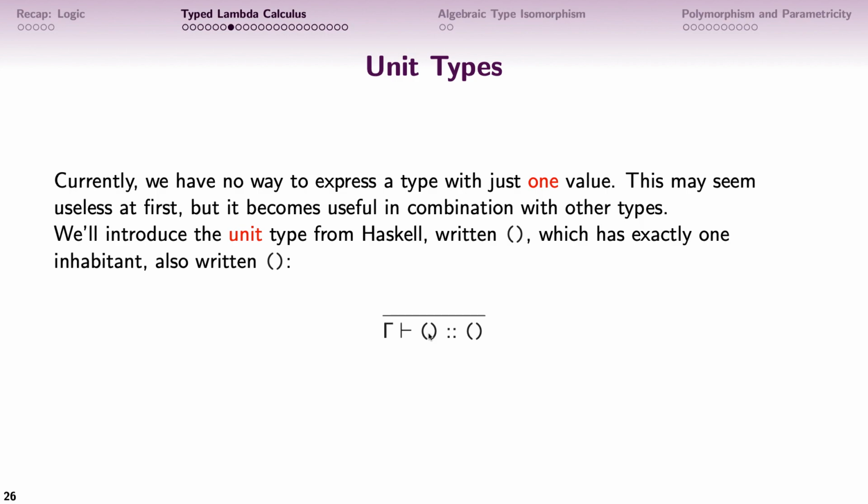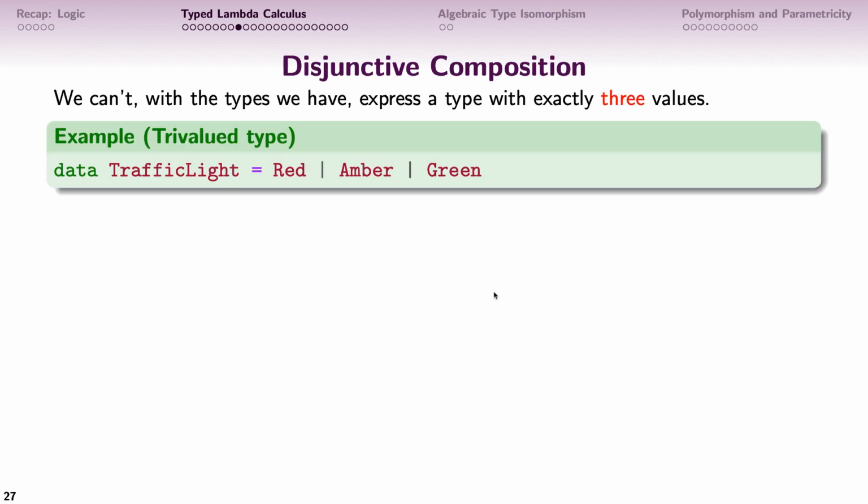So the empty pair of brackets, this empty unit value, is of type unit, right? That's what this is saying. And we don't need to prove anything in order to show that that's of type unit. It just is. So with the toolbox that we have so far, we've got functions, we've got tuples, and we've got unit types. We can't express a type with exactly three values, right?